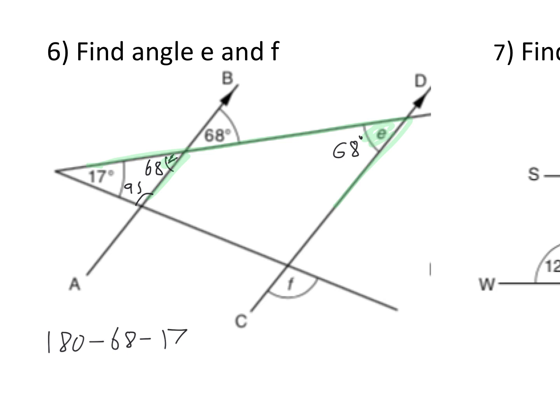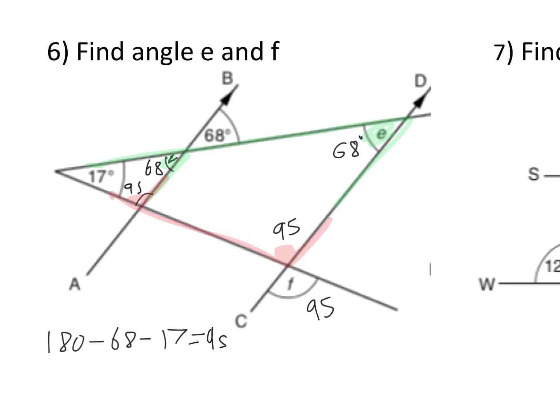Well, there's lots of different ways you can do this. I'll just try and go a bit quicker with this method. It's maybe harder to see, but quicker. You've got another sort of F shape here. So that 95 corresponds with this one. So it's 95 as well. And then F is vertically opposite the 95 that we just found out. So F is also 95 degrees.